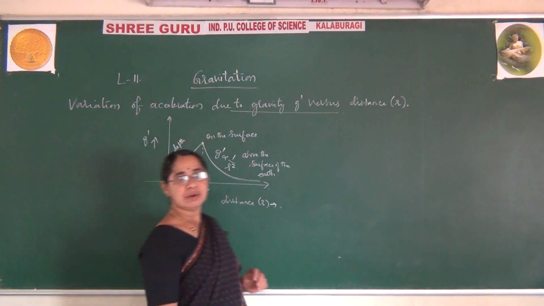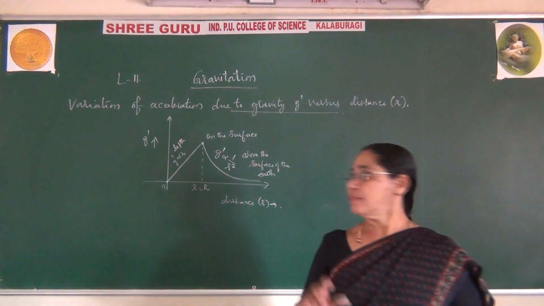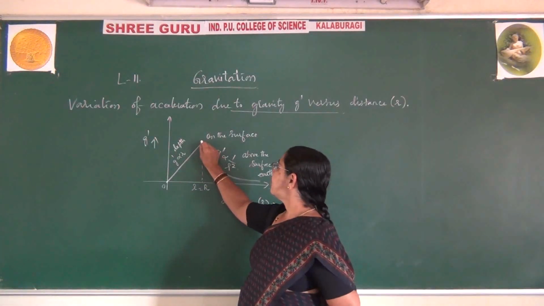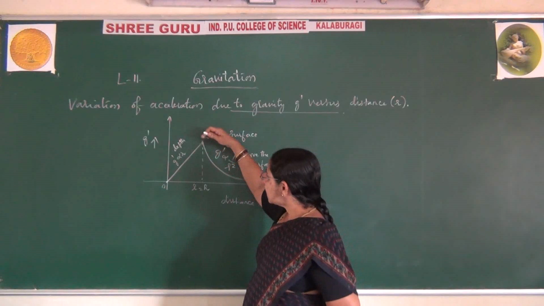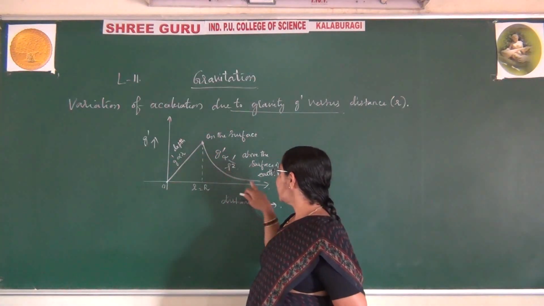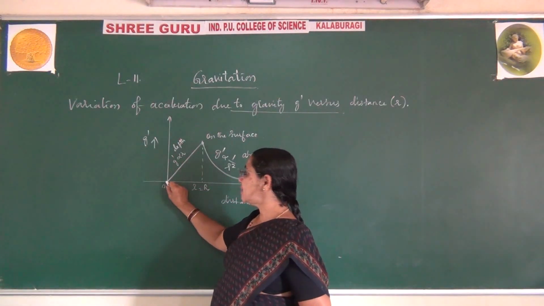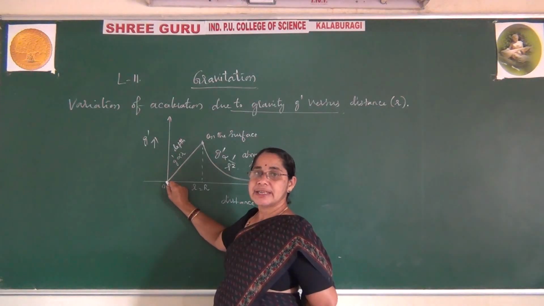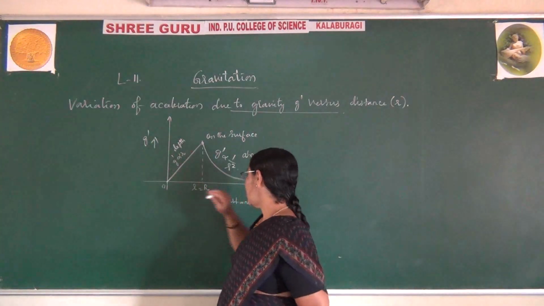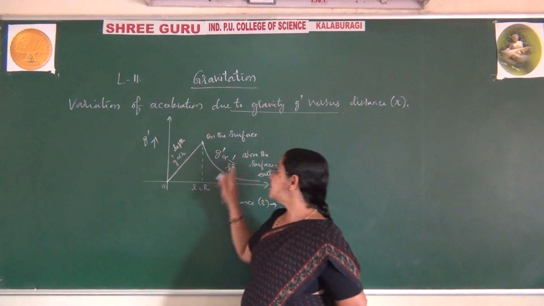So please observe, whatever derivation you learned in the last class, by looking at this graph you are ready to explain: exactly on the surface g is maximum. As you go deep inside, g decreases. As you go above the surface, g decreases. But exactly when it reaches the center of the earth, g becomes 0. Nothing but gravity at depth becomes 0. So you can observe this graph. By looking at this graph, you can analyze the things.